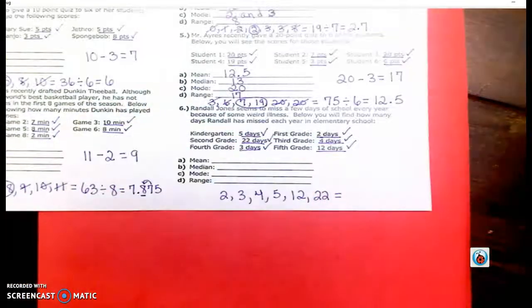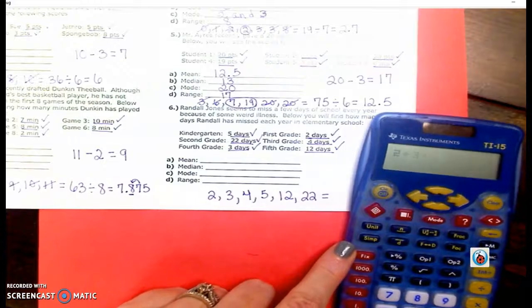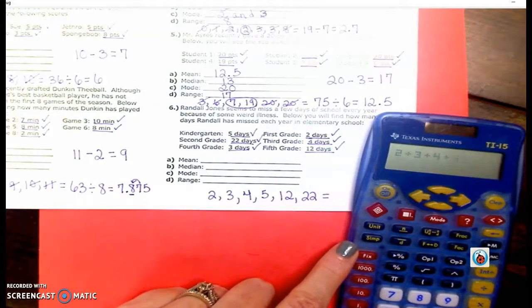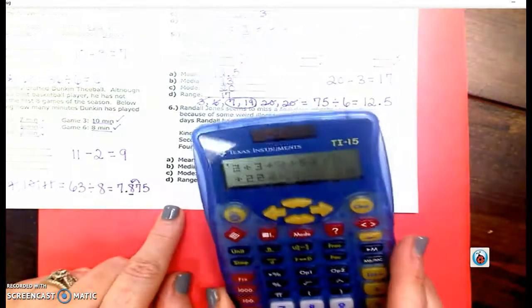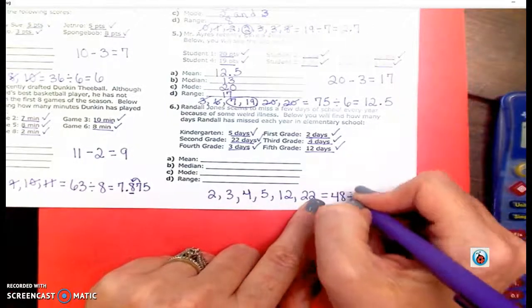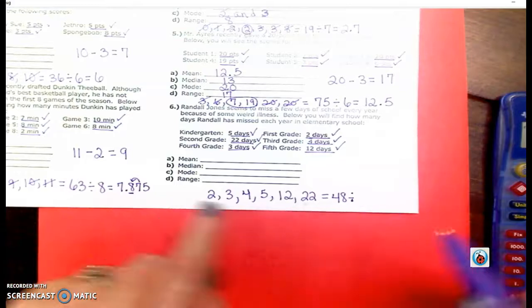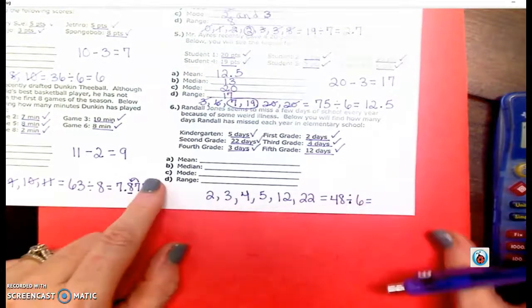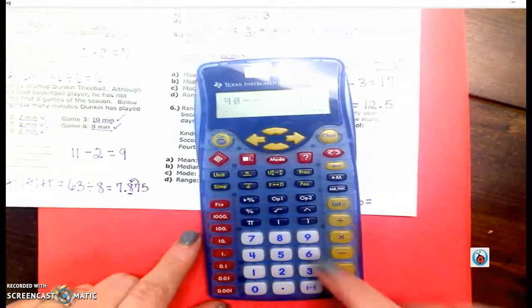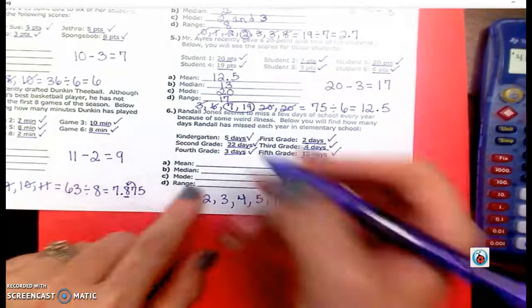Okay, so add them up. 2 plus 3 plus 4 plus 5 plus 12 plus 22 equals 48. Divided by 1, 2, 3, 4, 5, 6 values is 8. So our mean is 8.